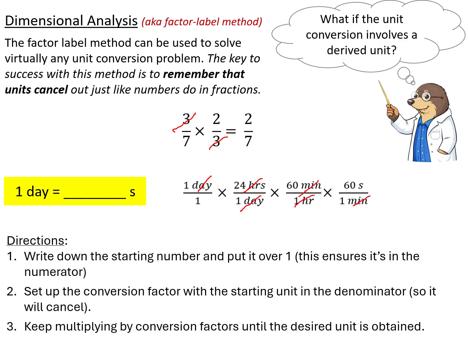And what you do is you just multiply everything across the top. So 1 times 24 times 60 times 60. And then we're going to divide it by the product of the denominator, which is just 1 in this case. And we get that there are 86,400 seconds in 1 day. And remembering it has more than 2 zeros, or has 2 zeros, so we're going to write that in scientific notation, which is where the 8.64 times 10 to the 4th seconds comes from.